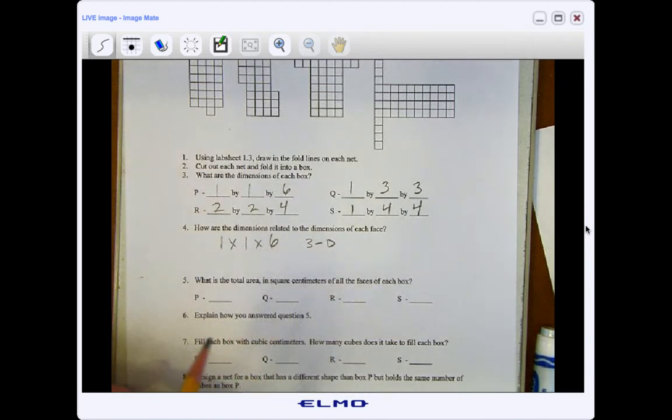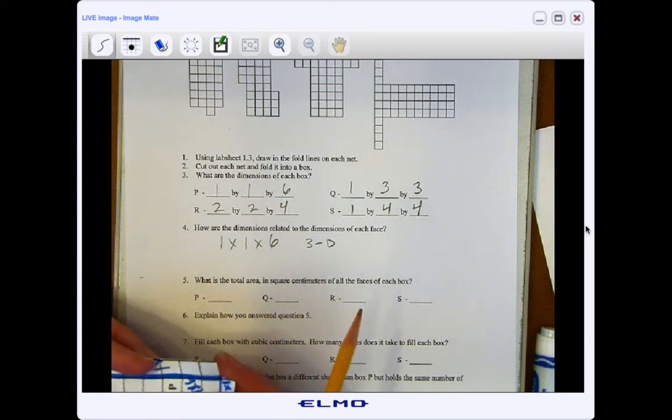Like if I was telling my husband, hey, can you make me a little box out of a piece of scrap wood? If I told him, can you make it a 1 centimeter by 1 centimeter by 6 centimeter block, he would know exactly how to build it. Okay, so how is that related to the flat pattern that could be folded to make it?